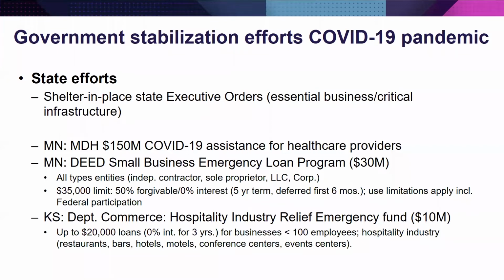I'm not going to get into the Kansas measure, which was helpful to the hospitality industry, because that $10 million that was appropriated has already been allocated and it's gone.